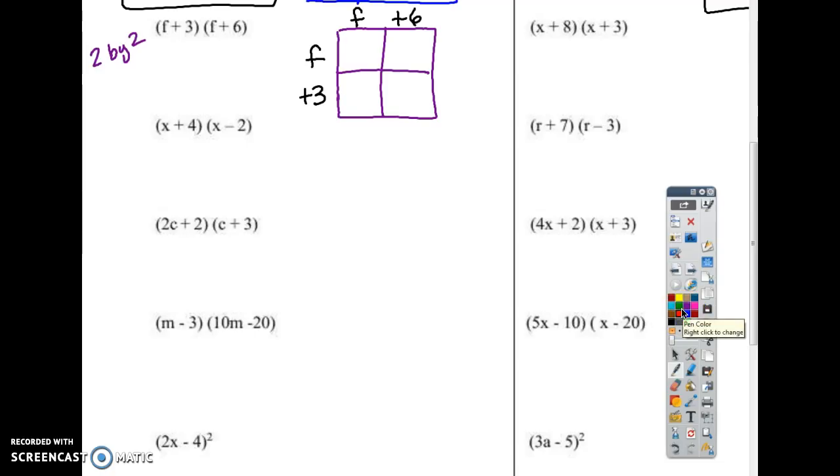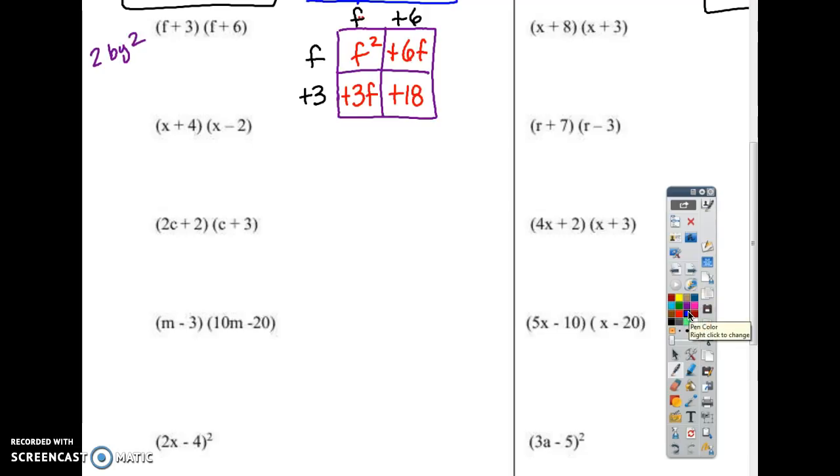So we multiply inside. F times f. How many f's do I have? 2, so it's f squared. F times f is f squared. What's f times 6? 6f, positive 6f. What's f times 3? Positive 3f. And what's 3 times 6? Positive 18. Remember, you can use those numbers in the calculator to multiply.